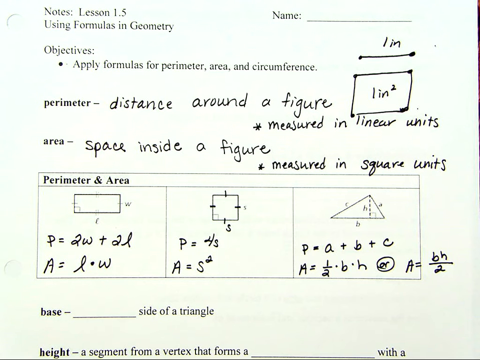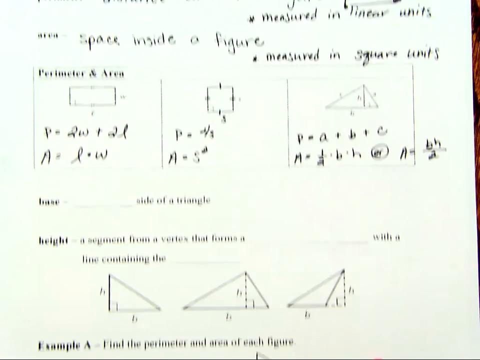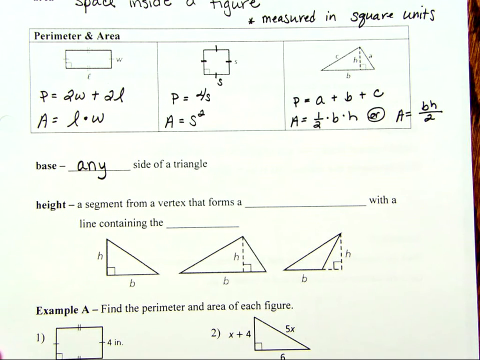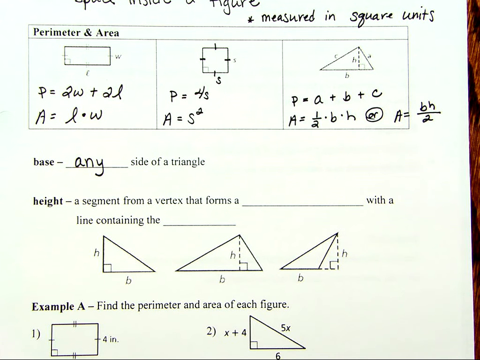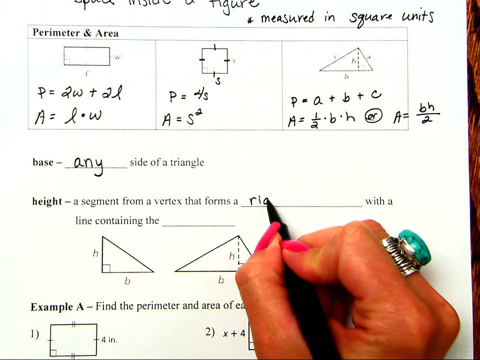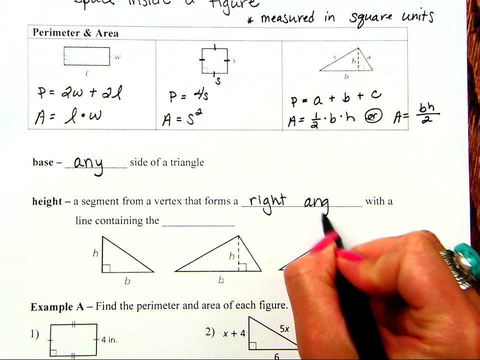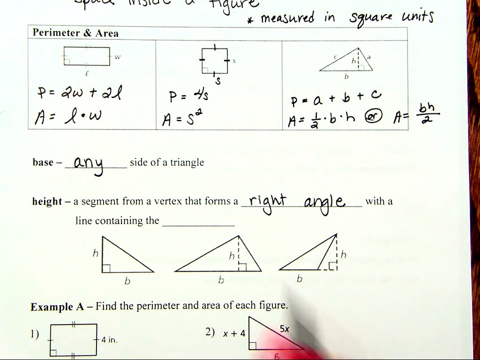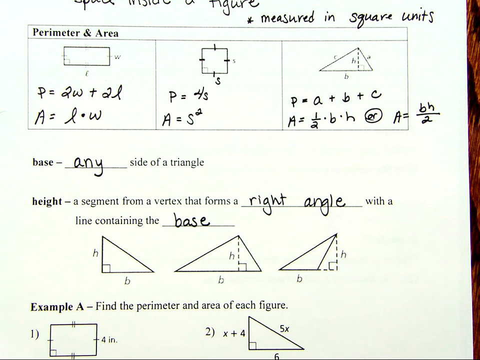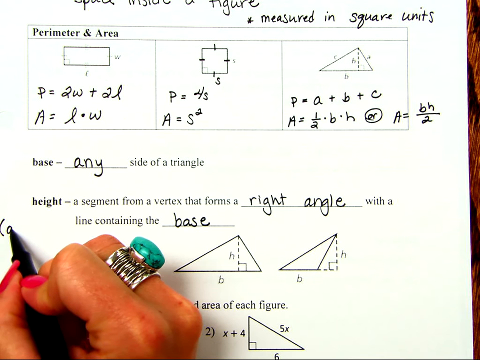Now, one thing I want you to keep in mind is that when you're talking about a triangle, the base can really be any side of the triangle. It doesn't always have to be the side that is on the bottom. And so, therefore, when you're talking about the height, well, by definition, the height is a segment from a vertex that forms a right angle with a line containing the base. Now, another word that we may use for height is the word altitude.